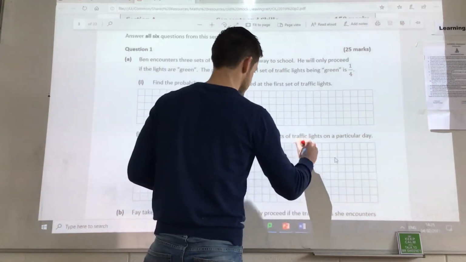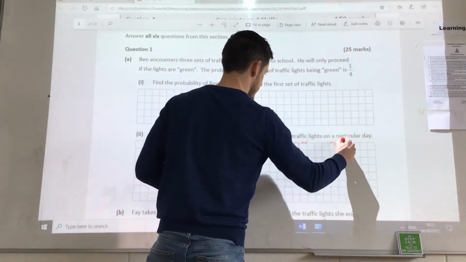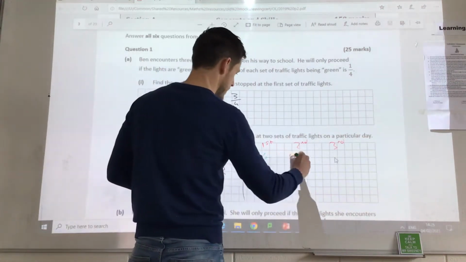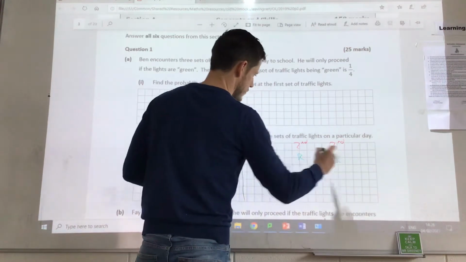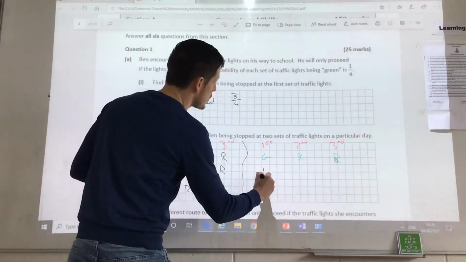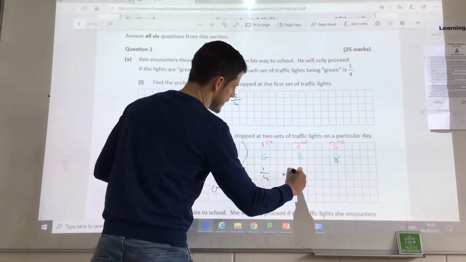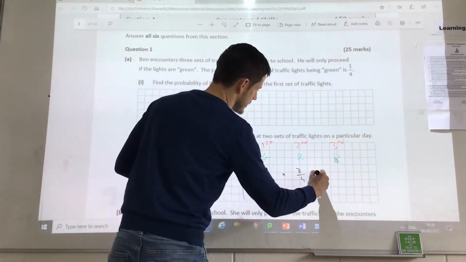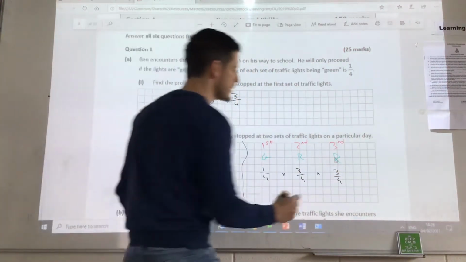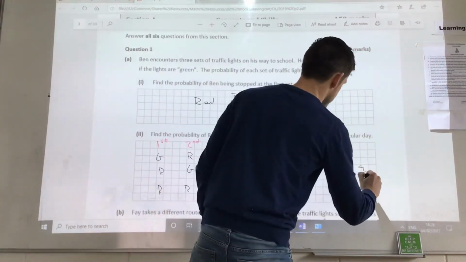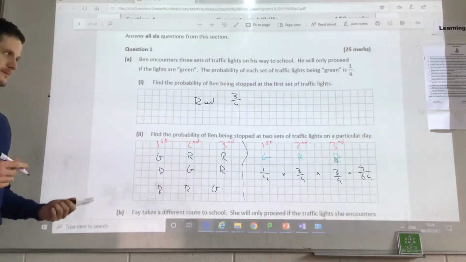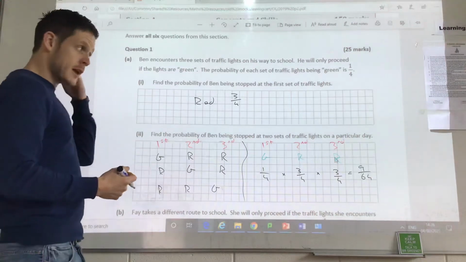So the first, the second, and the third set. And what we're going to have here is green, red, and red. Well, probability of getting green, 1/4. Times by the probability of getting red, 3/4. Times by the probability of getting red, 3/4. Put that into your calculator and you get 9/64. So the probability of hitting 2 reds is 9 out of 64.